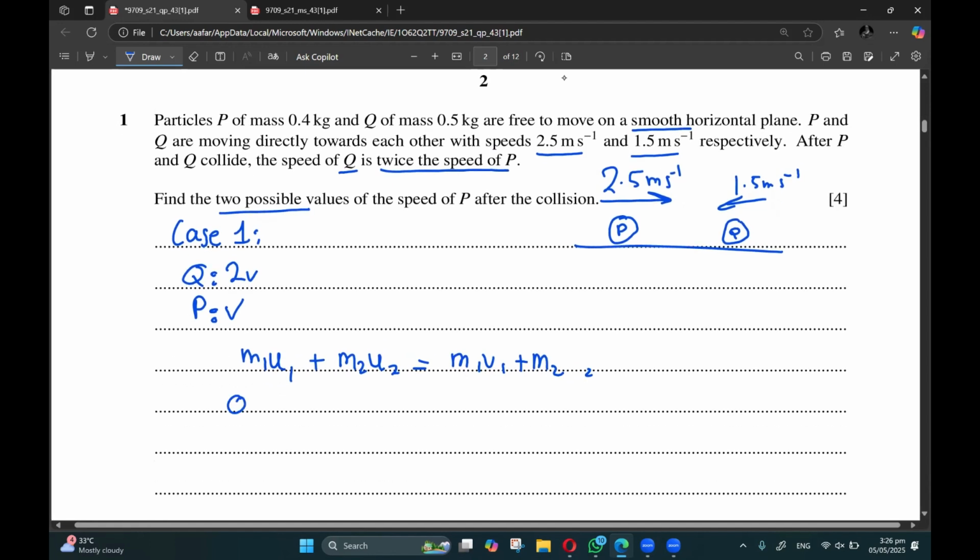Initial mass of P, let's take P as 0.4 kg. Initial speed is 2.5, plus the mass of Q is 0.5 kg. And its velocity, since we took 2.5 as positive, we'll take 1.5 as negative since it's in the opposite direction. Then the final velocity of P, which has a mass of 0.4, we took as v. And the final velocity of Q is 2v, with mass 0.5.